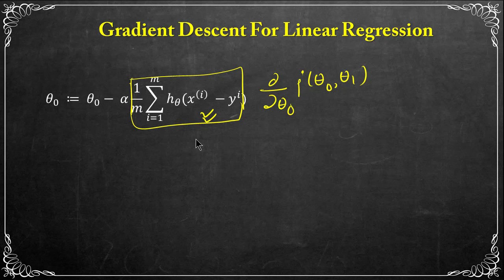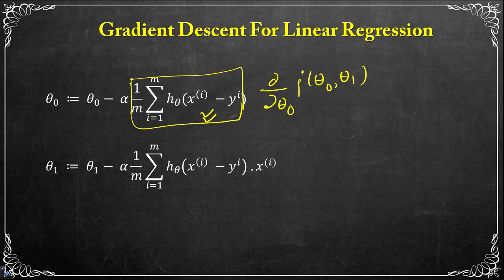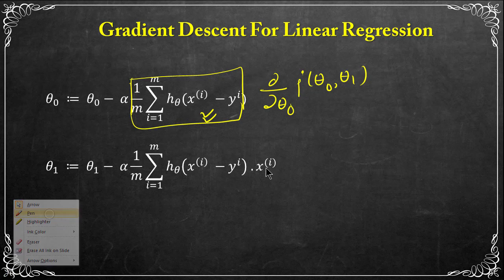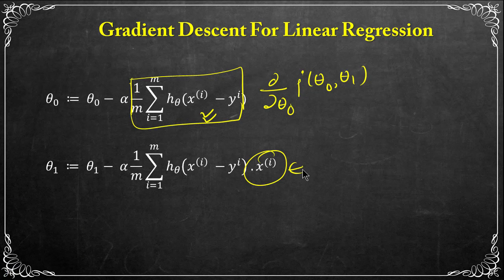Now similarly we can write theta 1 for this, and what we are doing here is that we are multiplying at last with x. Why? Due to the derivative.